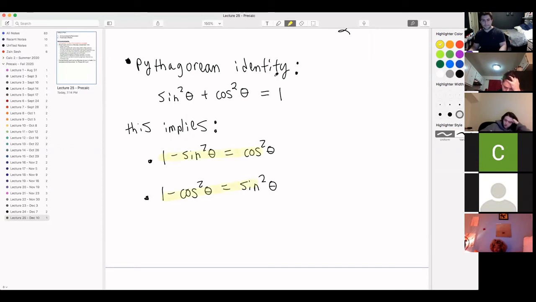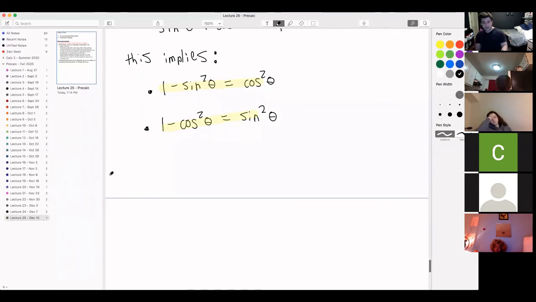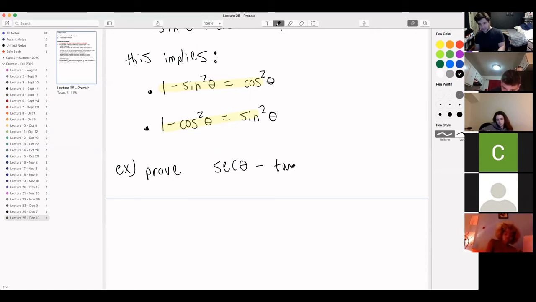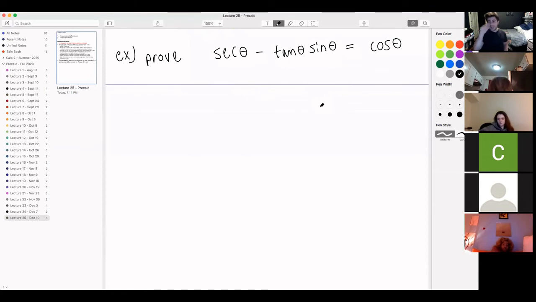So we have these. Good, all right, so here's a nice application. Here's an example. Prove the following. Prove that secant of theta minus tangent of theta times sine of theta is equal to cosine of theta. Okay, so this is a really nice question. And this is a trig identity that I will ask you to prove. Good. So you always start with the left side.